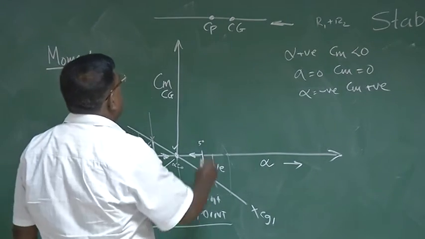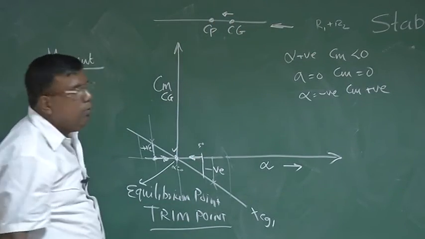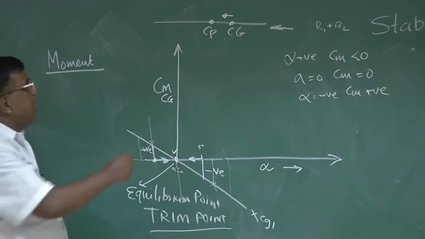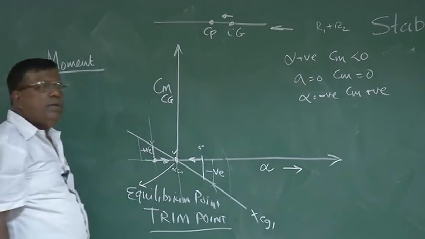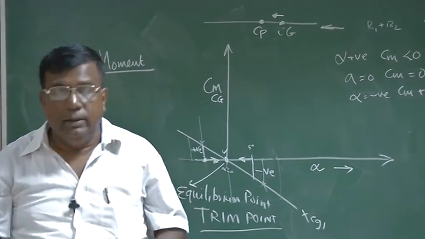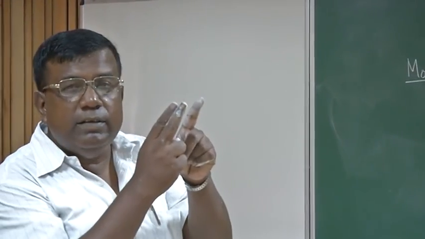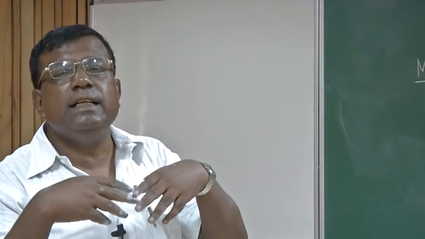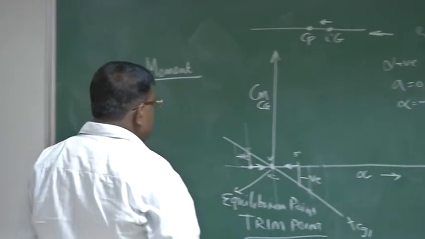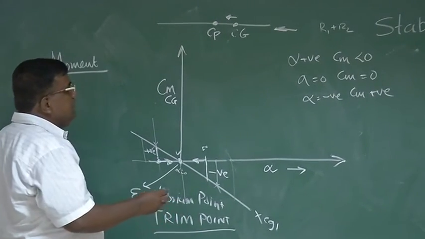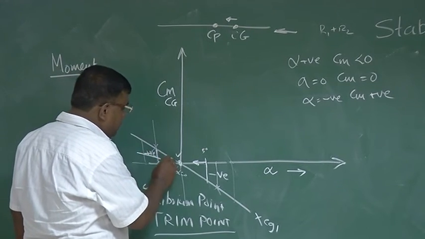Now think of a situation. Suppose I start moving the center of gravity backward. What will happen? As I move the center of gravity backward, the distance between Cp and Cg is going to reduce. So will its initial tendency, through the moment, increase or decrease for the same alpha? Because this moment arm is reducing, the initial tendency will reduce. So what will happen? As I am moving Cg backward, this slope will try to flatten out.